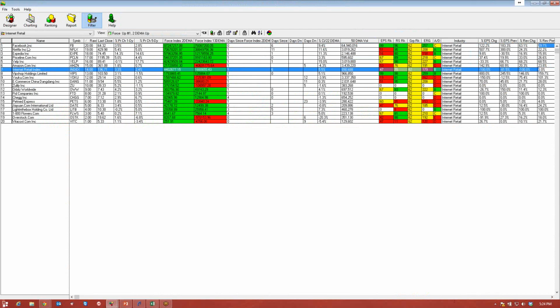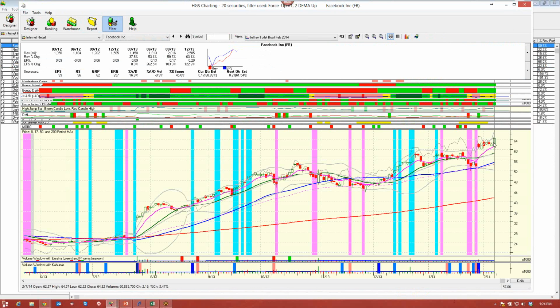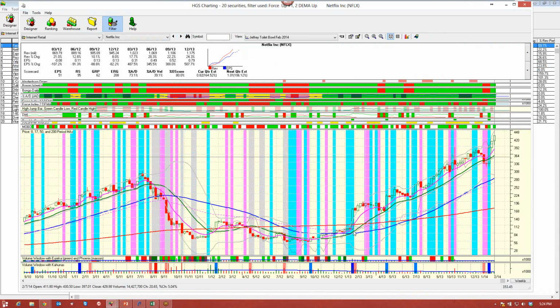Internet retailers, there's a lot of great stocks on this list. We'll look at a couple. Facebook continues to push higher. Everything is green. I continue to think this is an important holding for you to have. Netflix breaking out to all-time highs and still great earnings per share growth. When will this slow down? It'll slow down eventually, and I don't want to be the last one owning it. But boy, what a big run on this stock.